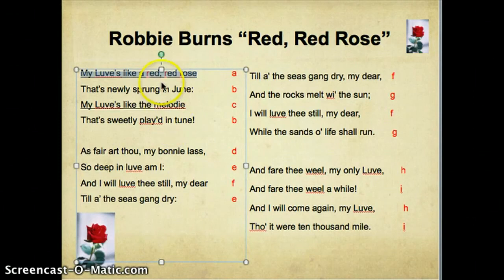And then we might think of the symbolism. So red, red rose, what does that traditionally symbolize? How is the rose being used within this poem? The color red is also an important one, with all the symbolic associations that come along with that.